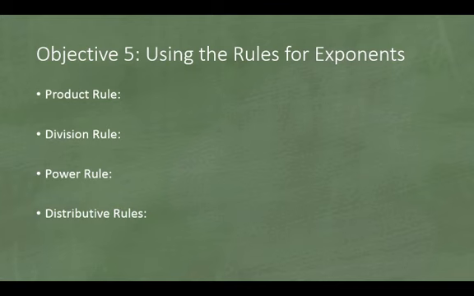Objective 5, using the rules for exponents. The product rule for exponents: if we have any base A raised to some power m, times the same base raised to a different power n, the product rule says that we can add the exponents. Keep the same base, and add the powers, m plus n.